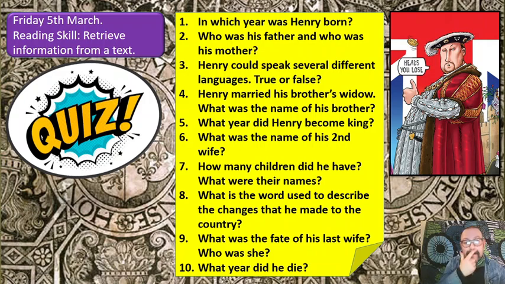Question number 4. What was the name of his brother? It was Arthur. Okay. And Arthur died quite young, and that's when Henry took over the throne. So what year did Henry become king? He was an untrained king. It was put upon him. The year was 1509. What was the name of his second wife? She's the one that's good at Skittles because she's Anne Boleyn. Anne Boleyn. She's good at bowling.